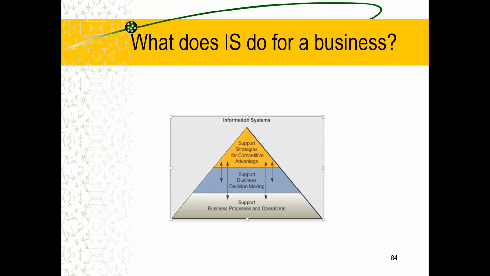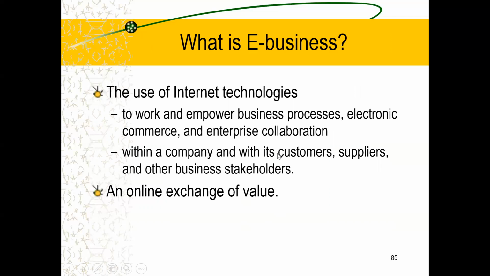And you can see here how it works. In information systems, you have a down level, that is business processes and operations, a middle level which supports business decision making, and above that strategies and guidelines are made. What is e-business? E-business is the use of internet technologies to work and empower business processes, commerce and enterprise collaboration, and online exchange of value.